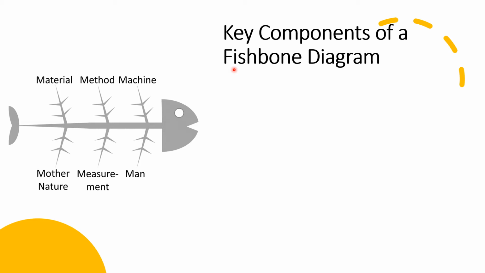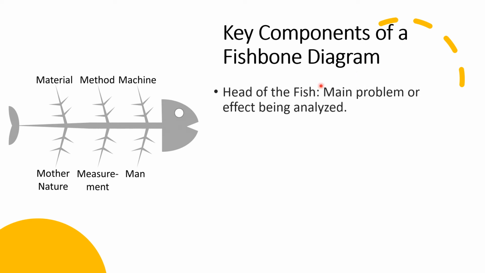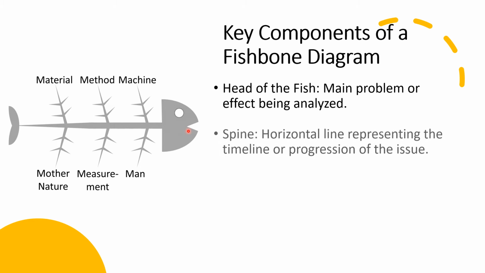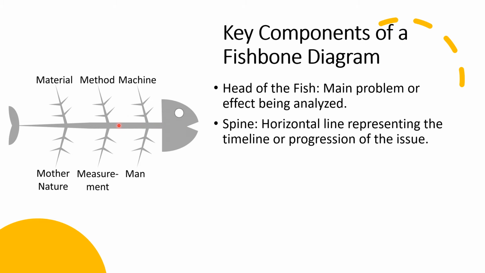So here now we will discuss the key components of a fishbone diagram. The first one is the head of the fish. Here you need to write the main problem or effect that is being analyzed. So you can see the head of the fish. Here you need to elaborate your problem, right? The second one is the spine, the horizontal line, which represents the timeline or progression of this issue, the problem statement, right?